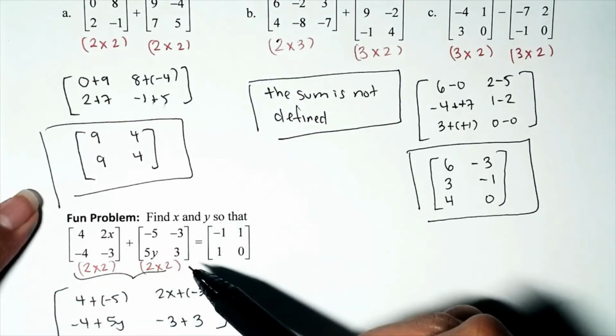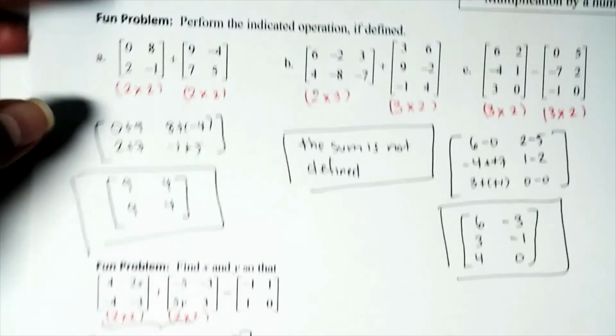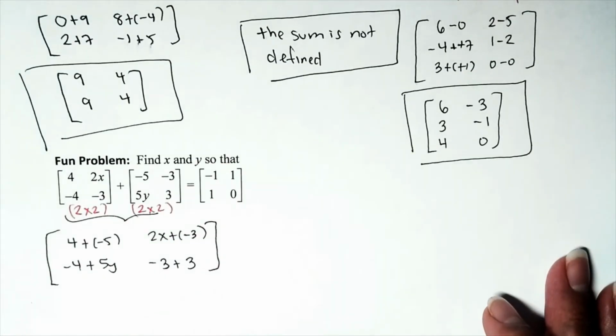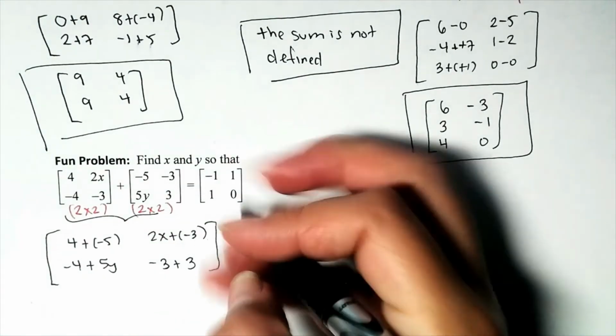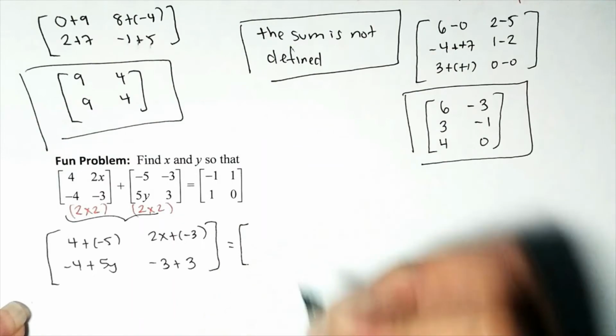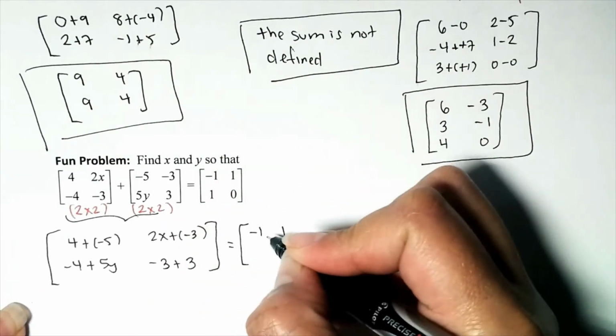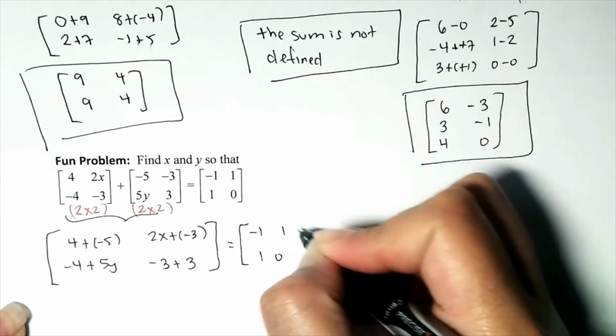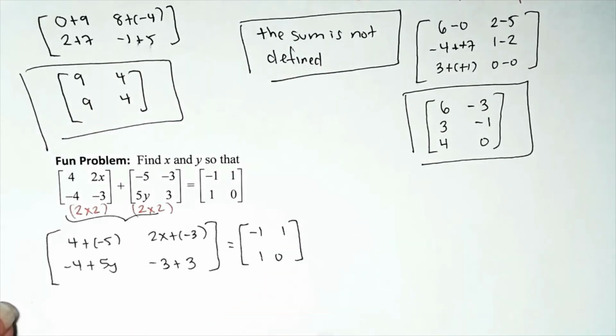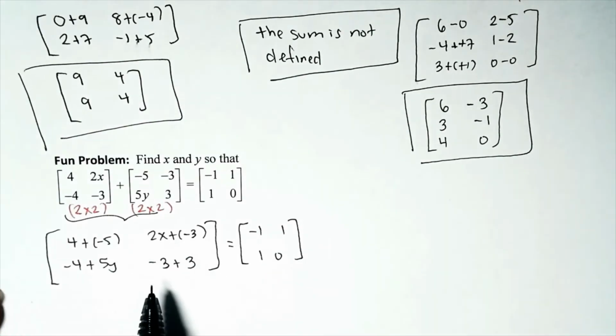On the left side, we have the sum of 2 matrices. And then we bring down the rest of the problem. We have an equal sign. And the left matrix should really equal the right matrix, which is given by -1, 1, 1, 0. Fantastic. So let's go ahead and simplify what we have.